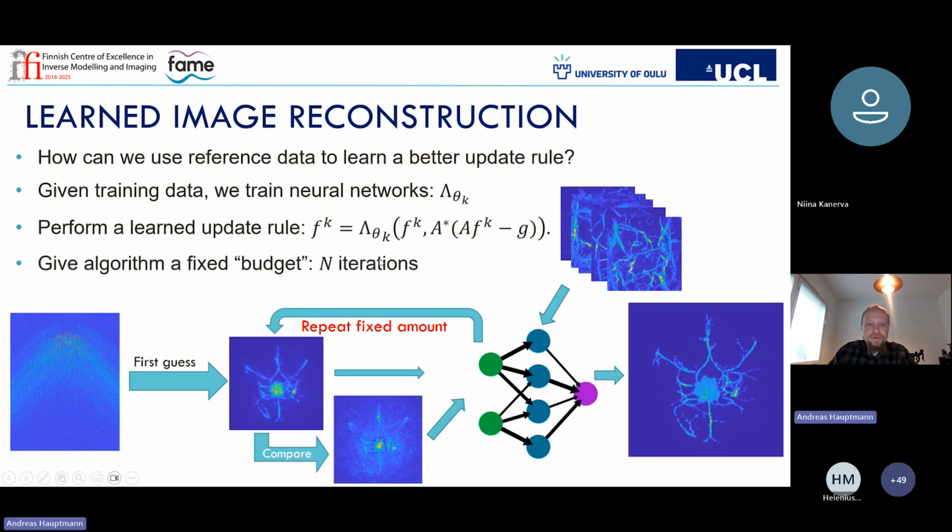And then, because we also want to be more efficient, we give the algorithm a fixed budget. In other words, we only want to have n iterations, where n is usually low, something like 5 or 10 iterations. And then we repeat this for that number of iterations, and we usually get even nicer reconstructions, which is quite amazing. Okay, so this is what we understand as learned image reconstruction, or specifically learned iterative reconstructions, because we use the neural network iteratively in the process.